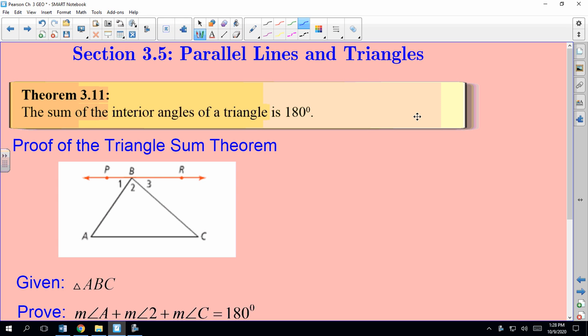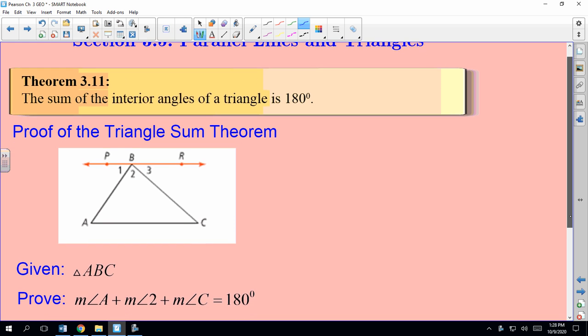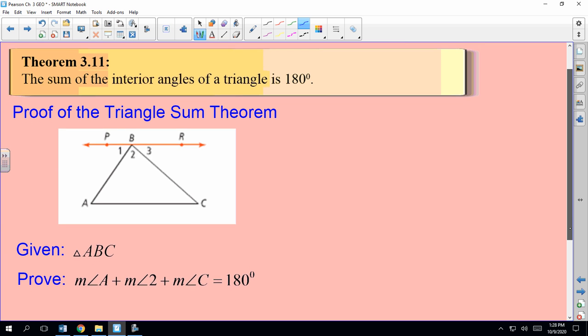So as you're taking notes here, you can write this proof down. So we have a picture with what's called an auxiliary line in red here. The auxiliary line is just a helper line. It's going to be a way that we're going to prove this theorem, the fact that the three angles in a triangle add up to 180.